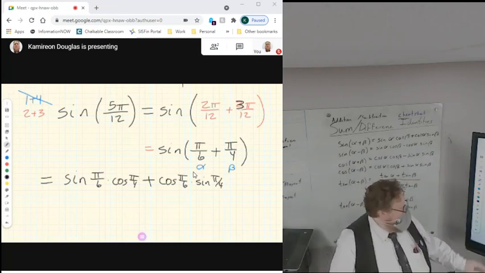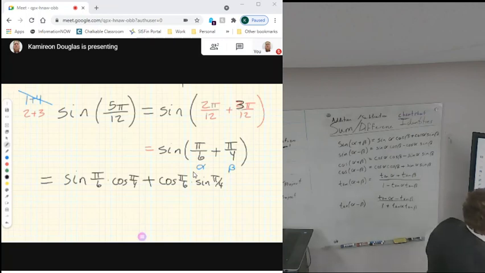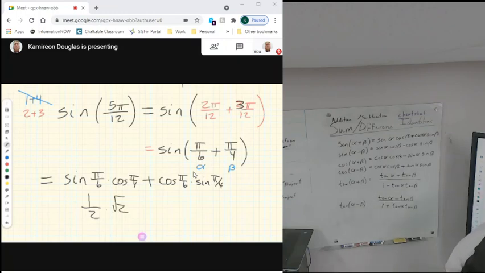Let's do it. 1 over 2 times square root of 2, plus square root of 3 over 2 times square root of 2 over 2. And you get, hey, look, square root of 2 over 4. It's the exact same solution.